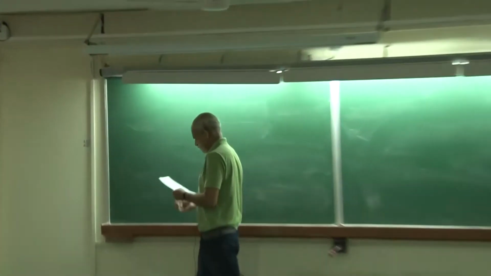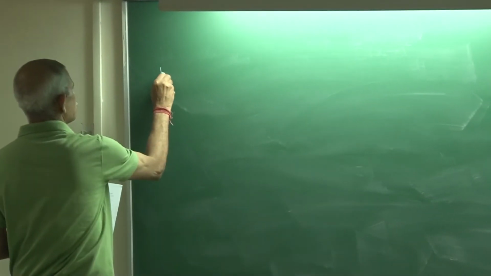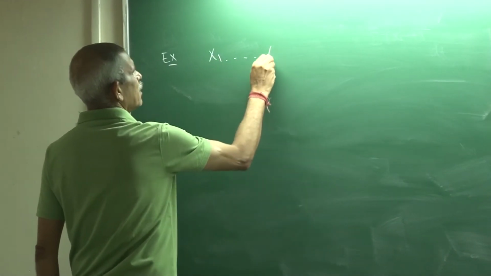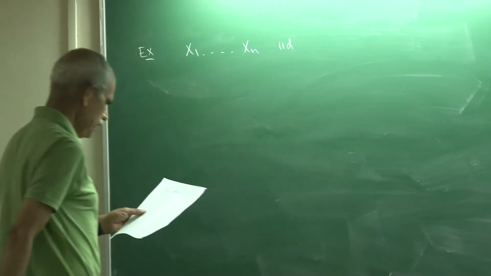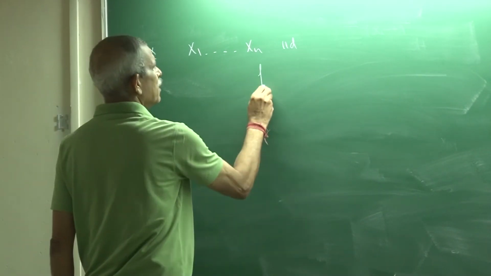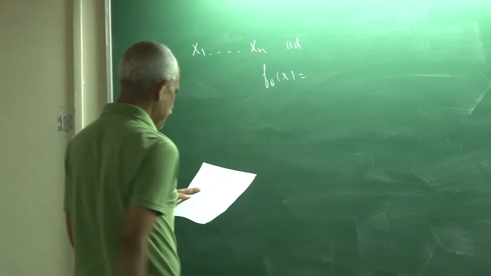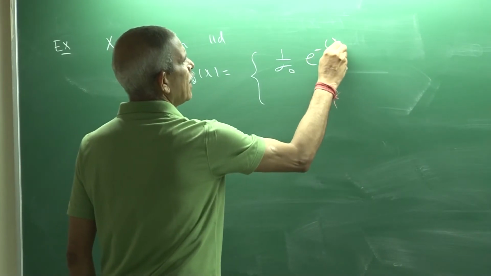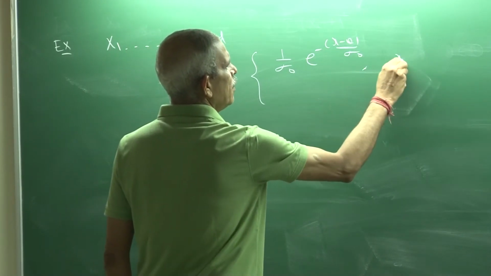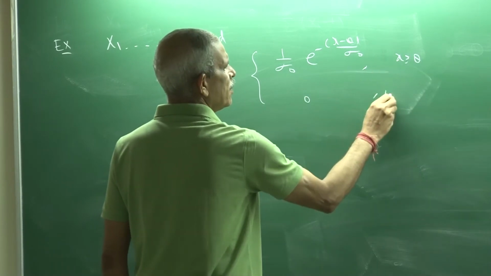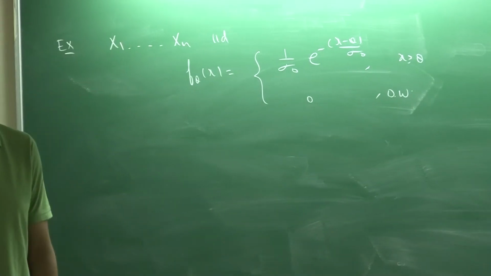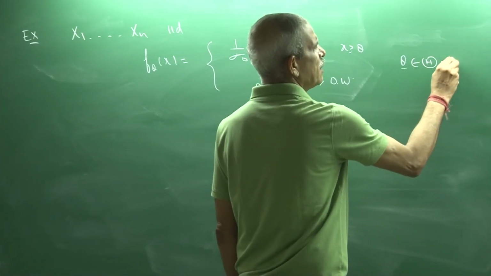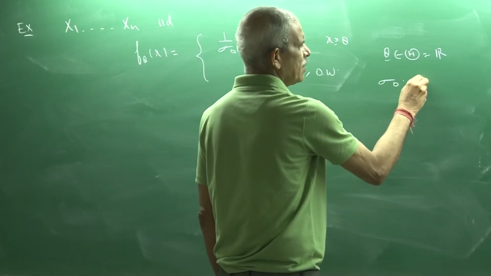So let us do one example. X1, X2, ..., Xn IID with common PDF f theta x equal to 1 by sigma naught e power minus (x minus theta) by sigma naught if x is greater than or equal to theta, 0 otherwise. Theta belongs to capital Theta, which is R. Sigma naught is a known quantity.